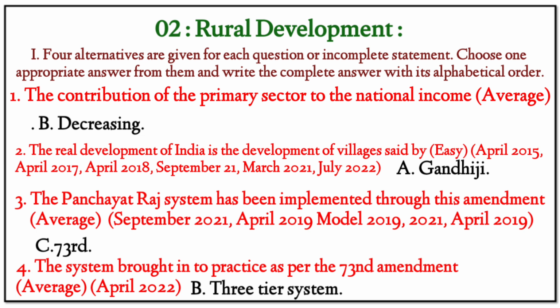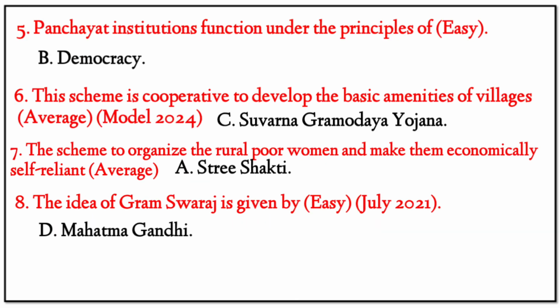4. The system brought into practice as per the 73rd amendment. Our right option is B, 3-tier system. Next, 5. Panchayat institutions function under the principles of. Our right option is B, democracy. Next, 6. This scheme is cooperative to develop the basic amenities of the villages. Our right option is C, Suvarna Gramodaya Yojana.